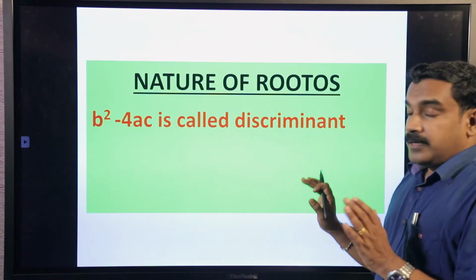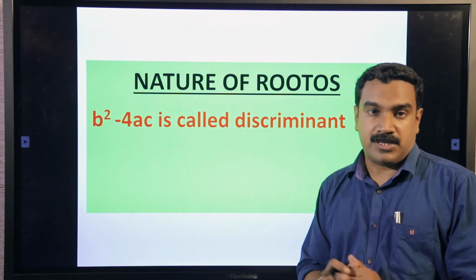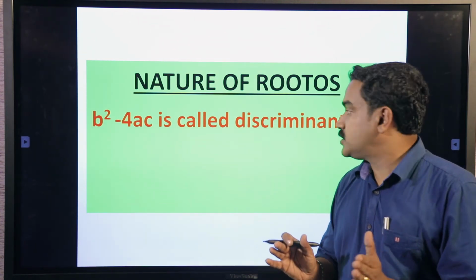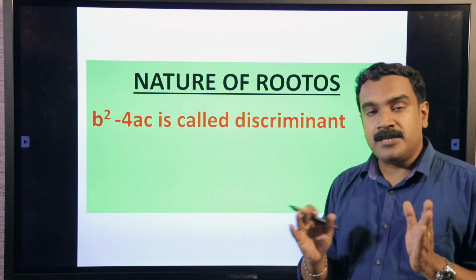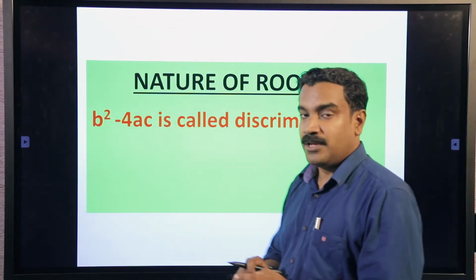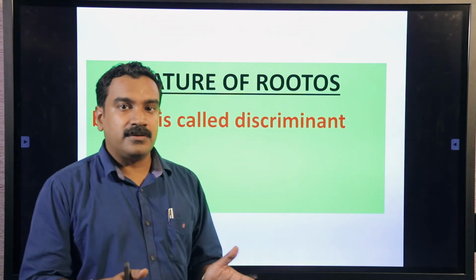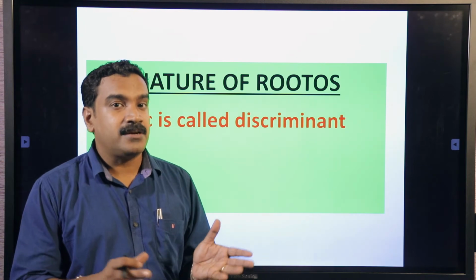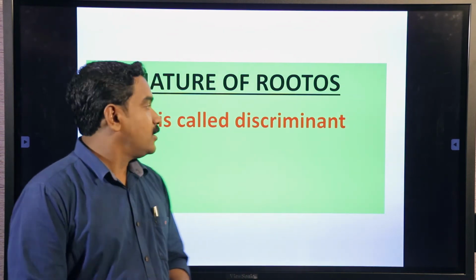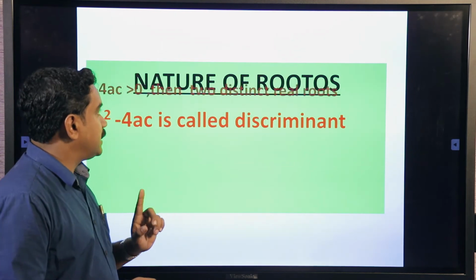That b square minus 4ac is known as the discriminant. The discriminant determines the nature of the roots. What is the nature of the roots? It means you will get two roots, or sometimes you will not get any root, if that quadratic equation does not exist. So b square minus 4ac is known as the discriminant.